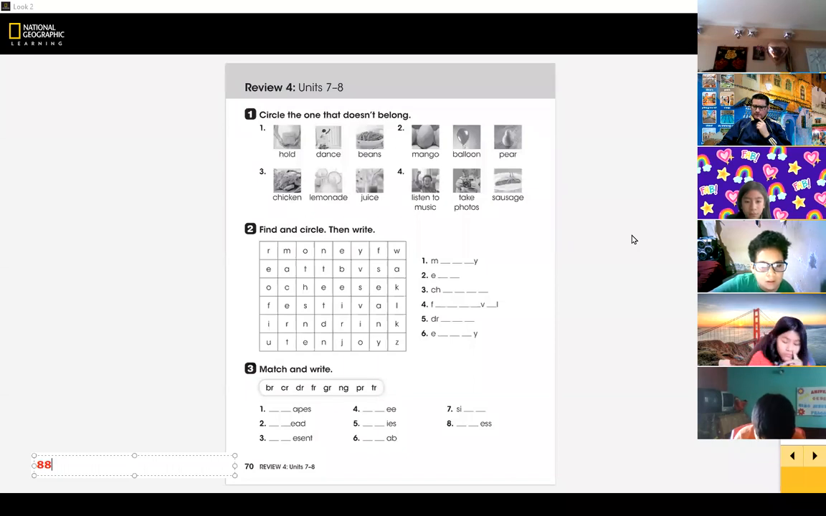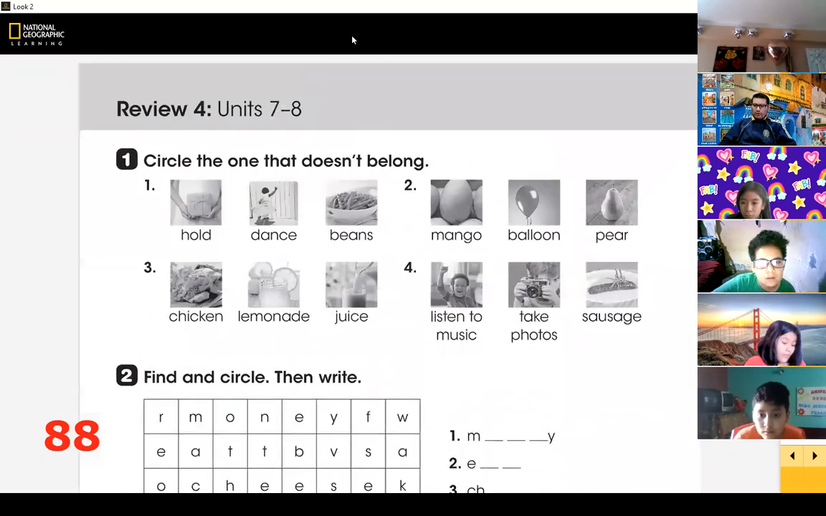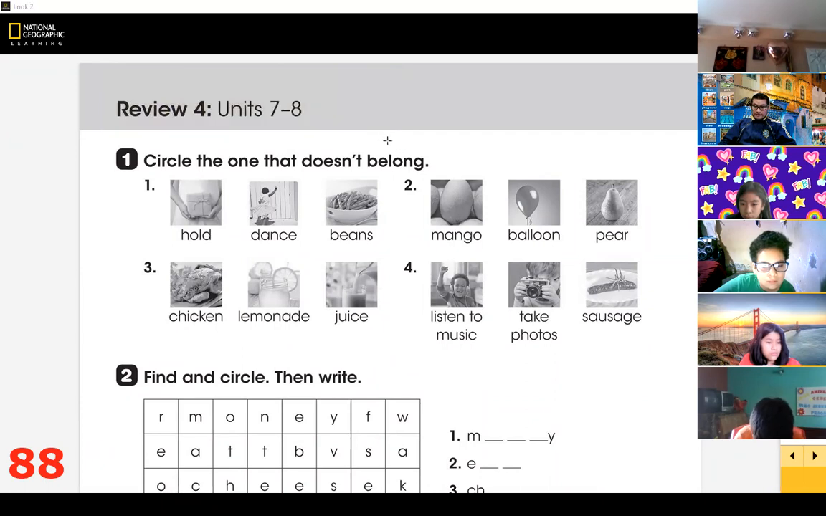Okay, now let's work here. We're gonna do something here, students, yeah? Page number 8. We're gonna do the review part. It says review 4, unit 7 and 8. 1, circle the one that doesn't belong. We're gonna circle the one that doesn't belong, el que no pertenece. Okay? This is gonna be open microphone. Esto va a ser open microphone. El que sabe la respuesta, me dice the answer.